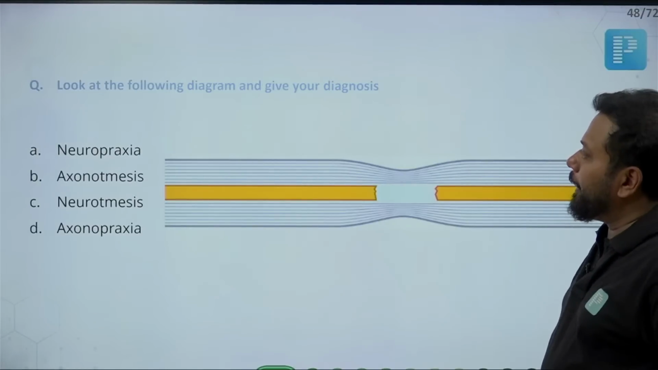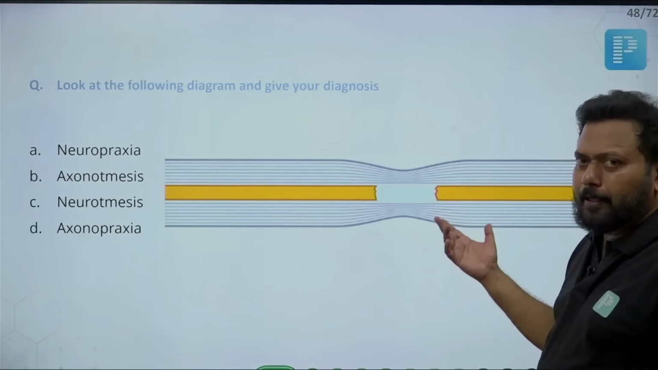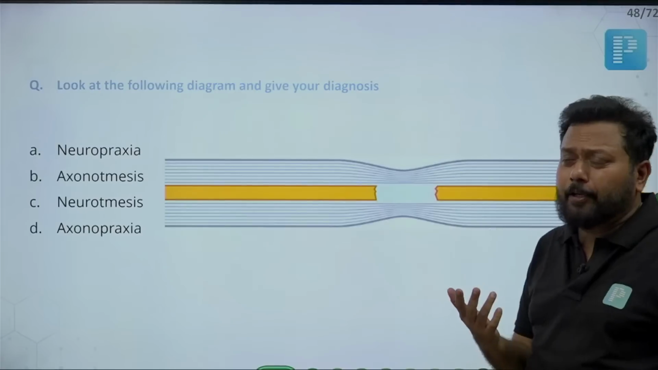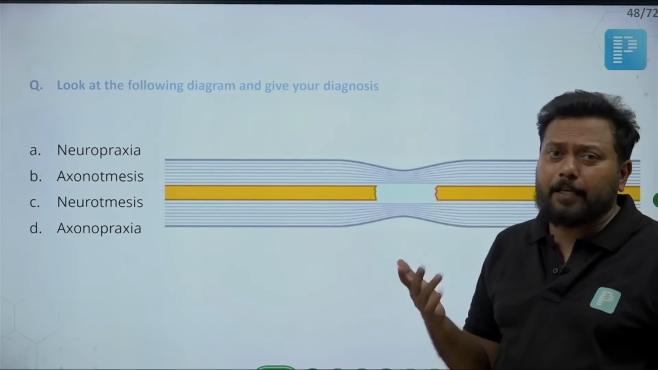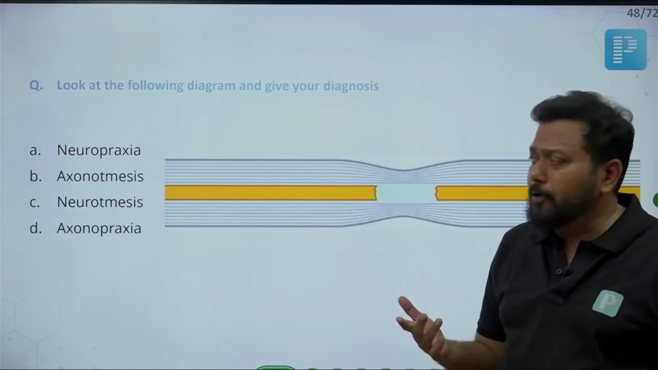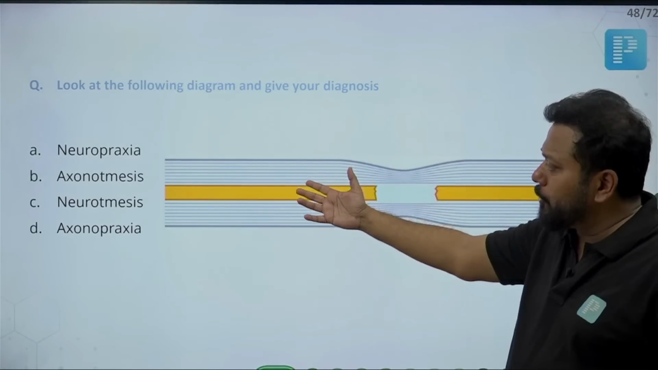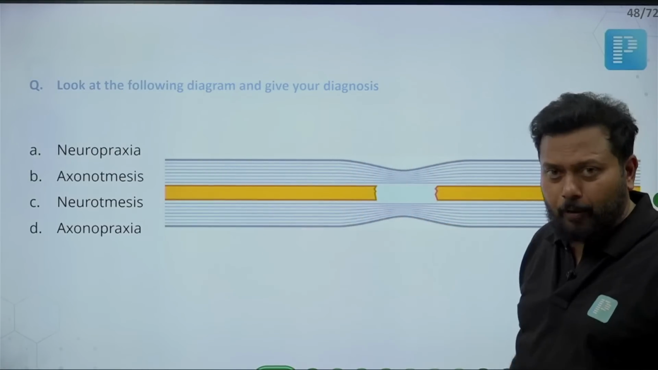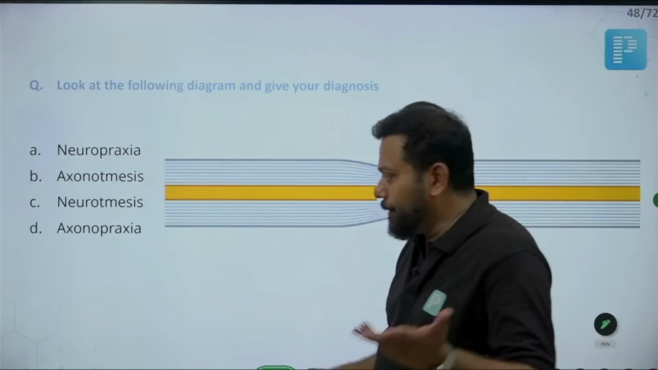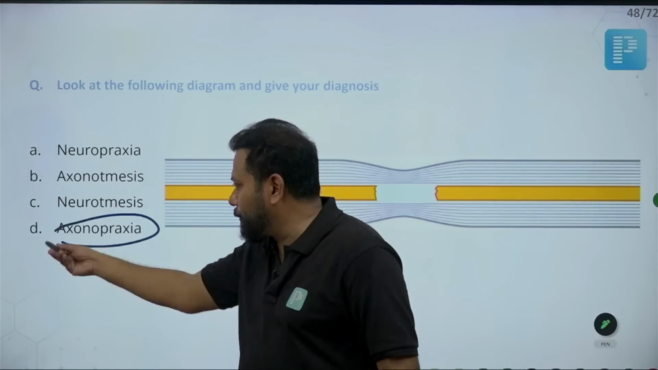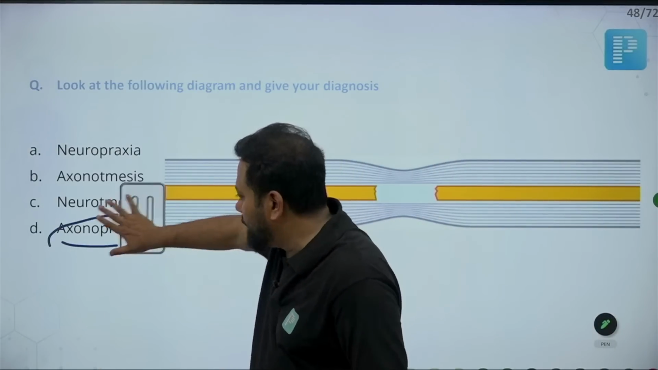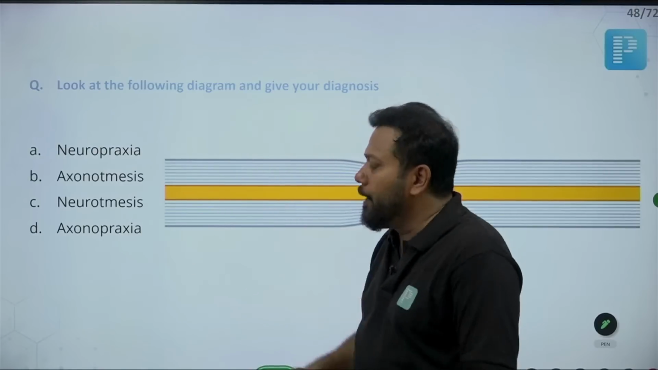Look at the following diagram and give your diagnosis. This is a very favorite question of INI-CET, Seddon's classification of nerve injury. Is it neuropraxia, axonotmesis, neurotmesis, axonopraxia? Obviously, there is no such term called axonopraxia; I just wanted to give a fourth choice. I want to go to the answer directly.